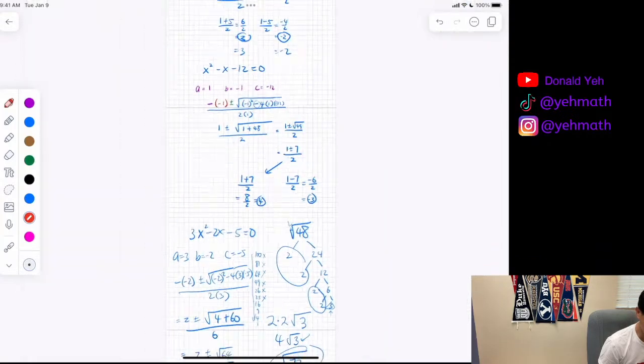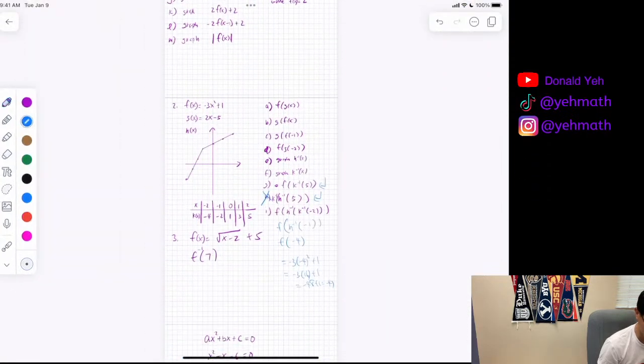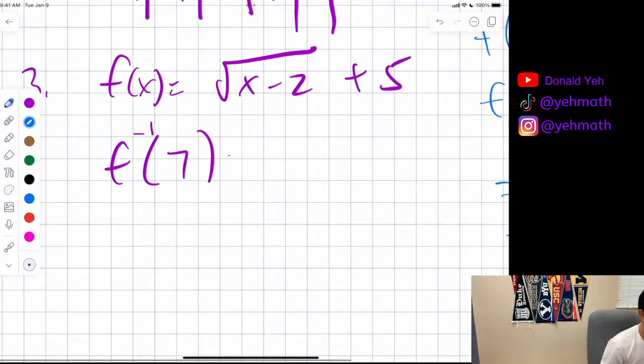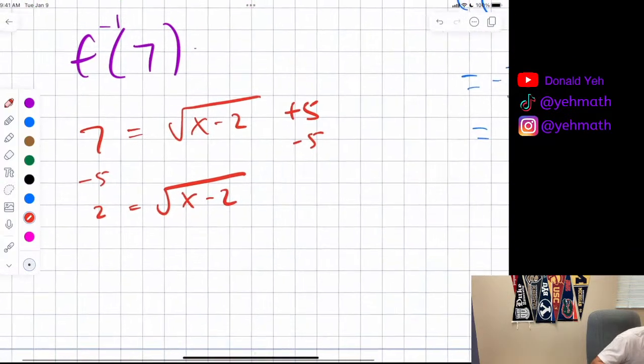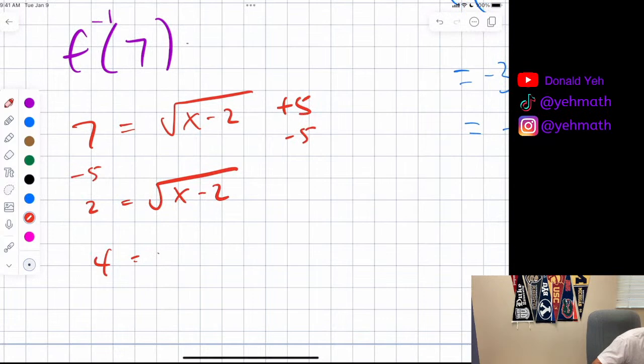Austin says there was a shorter way to do this question. Do you guys remember the shorter way? Plug in 7 into where? Into y, good. So 7 equals the square root of x minus 2. Of course you can find the inverse, but there's also a quicker way: plug in 7. Then all you have to do is square both sides, and 2 equals the square root of x minus 2. Squaring gives 4 equals x minus 2, and then x equals 6. I think this is 6.